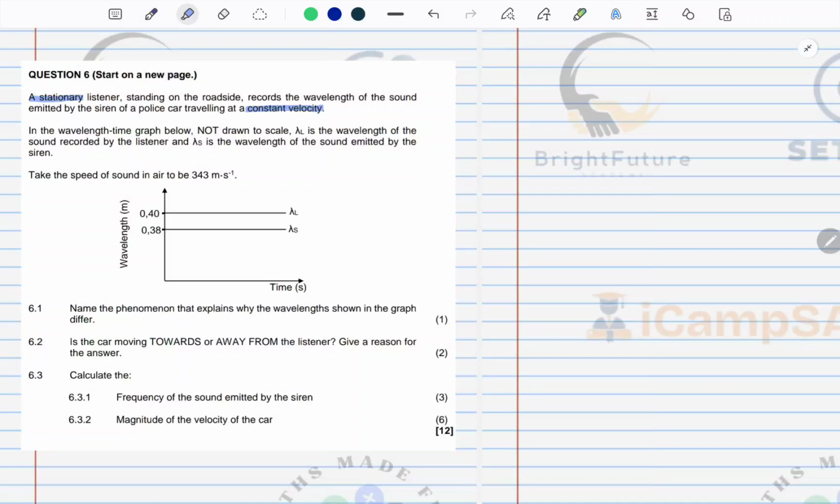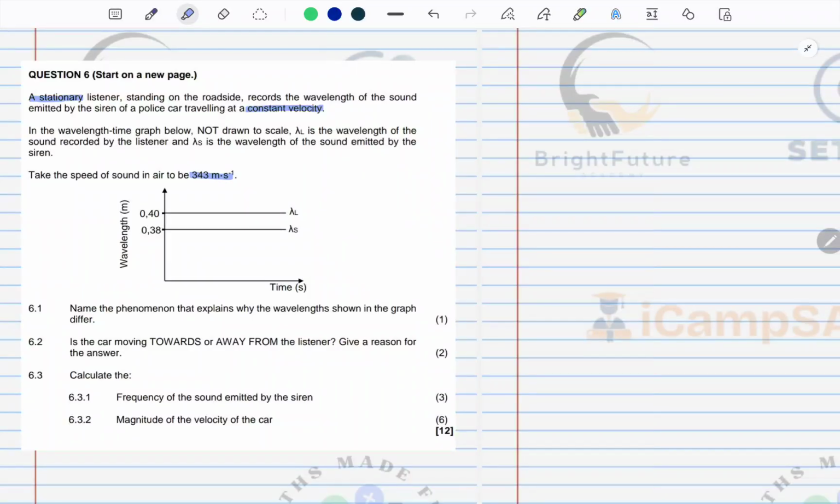In the wavelength-time graph below, not drawn to scale, lambda L is the wavelength of the sound recorded by the listener, and lambda S is the wavelength of the sound emitted by the siren. Take the speed of sound in air as 343 meters per second.